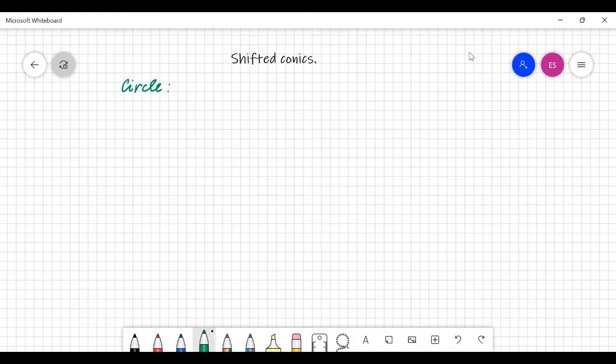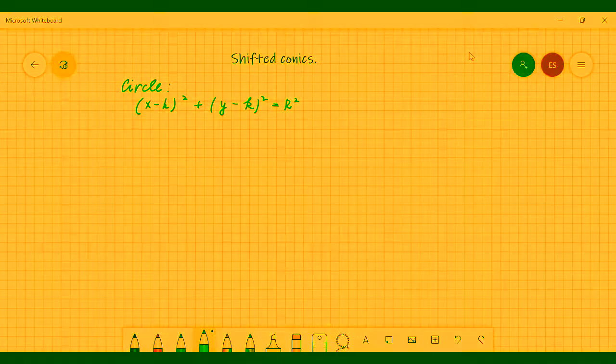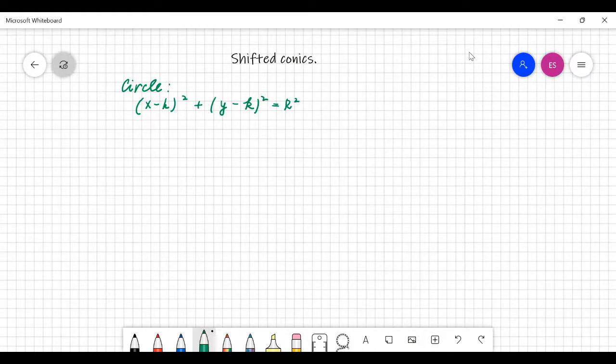The circle equation looks like x minus, well, we had h actually, right? So we have x minus h squared plus y minus k squared equals radius squared. What is this? This is the shifted equation of a circle, right? The center of this circle is going to be h and k, and the radius is going to be r.